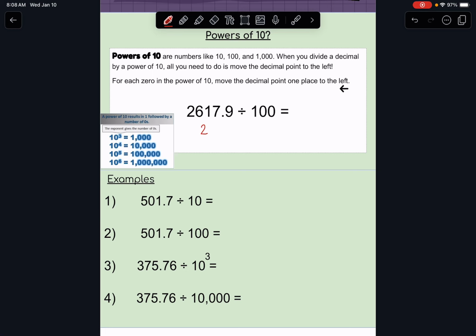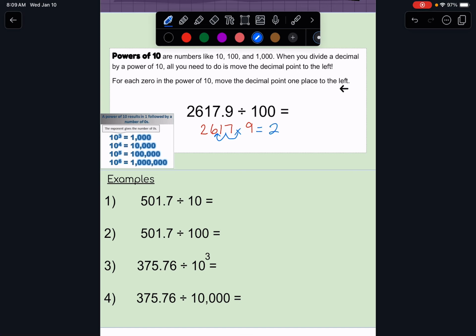So I'm going to rewrite my number. And now I am going to do 2 hops. 1, 2. So that is where my new decimal is. So we can ignore this decimal now, because our new number is going to be 26 and 179 thousandths. So that is my new answer.